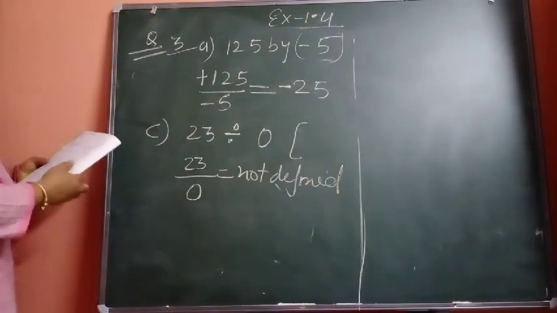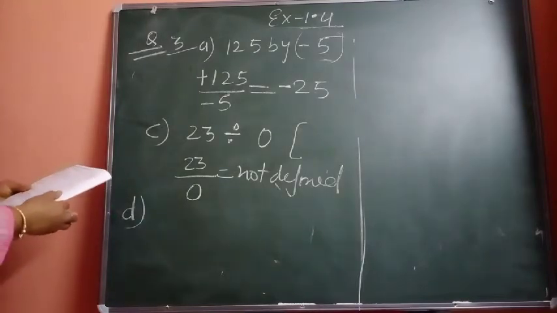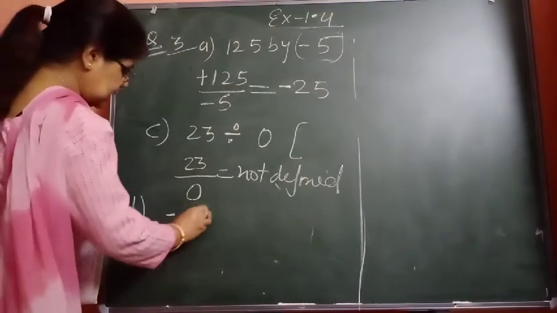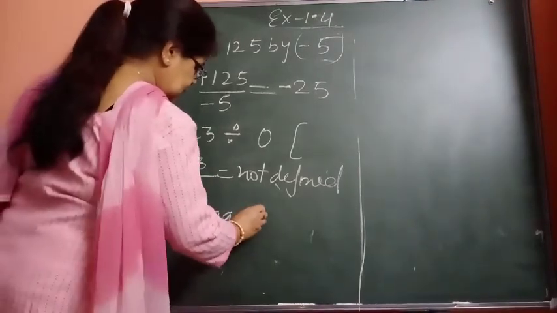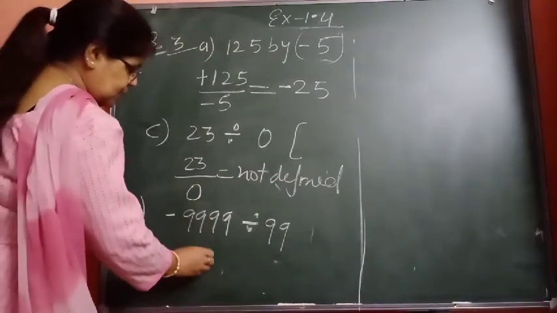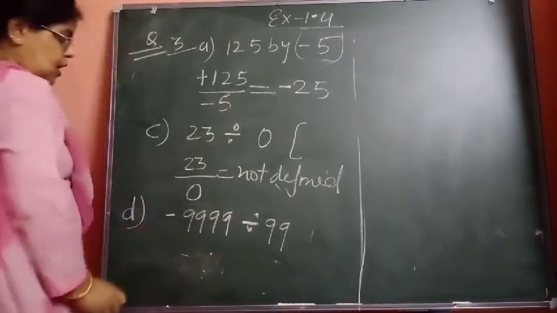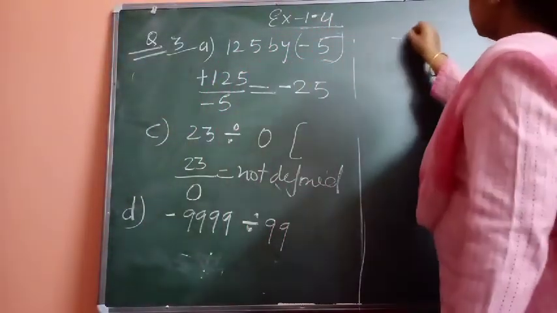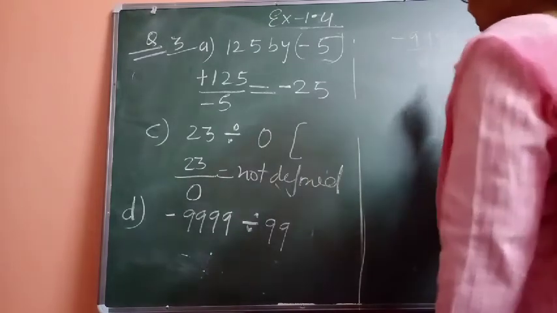And one more doubtful part I am doing, that is D part. All the children are always doing this part wrong. Minus 9999 divided by 99. And what are the children writing? They are always writing the answer minus 11. That is wrong. See how you will perform this part. See here on the blackboard. Minus 9999 divided by 99. I am performing it here so that your concept will be clear.